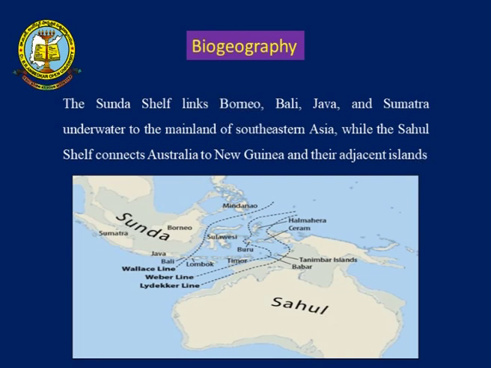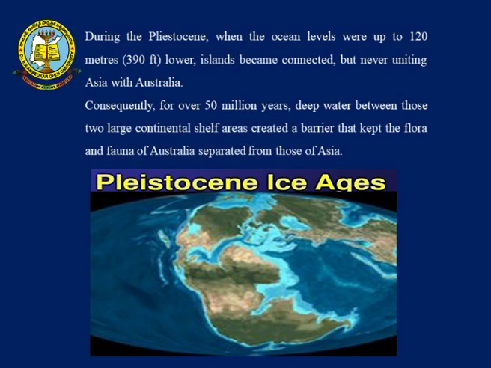So, this is the Wallace line which separates them, the Sunda on the one side and the Sahul on the eastern side. During the Pleistocene age, which means the ice age, when the ocean levels were up to 120 meters lower, islands became connected but never uniting Asia with Australia.